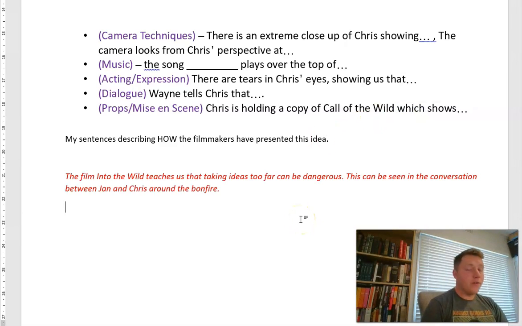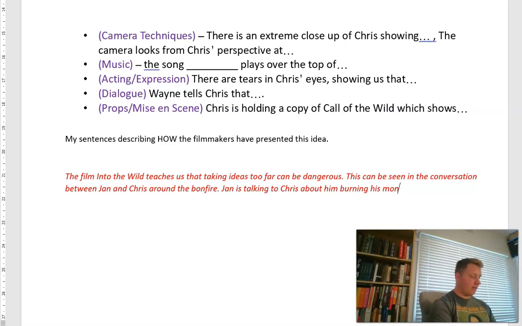Okay, so what I want to do now is write about that dialogue, that event, that scene itself, and how that's expressing that idea. So I've said here that this can be seen in the conversation between Jan and Chris around the bonfire. So I might quickly detail some of the things that are being said here that are relevant to the question. So I might say, Jan is talking to Chris about him burning his money.